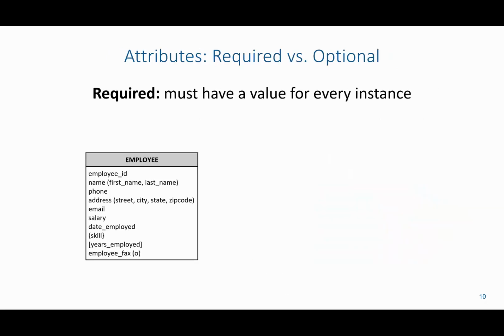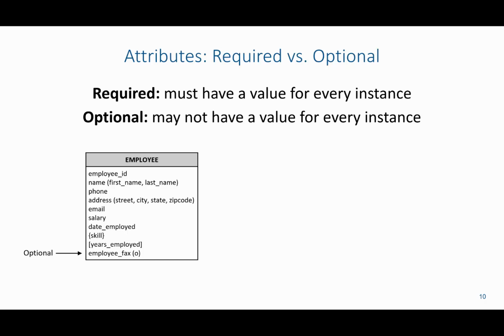Additionally, we can have required versus optional attributes. Required attributes are anything that must have a value for every single record that is put in the database. So as you can see here, most of these are going to be required. Optional means that they don't have to have a value for every single instance. So for example, not every employee is going to have a fax number. In fact, who uses fax numbers anymore these days?